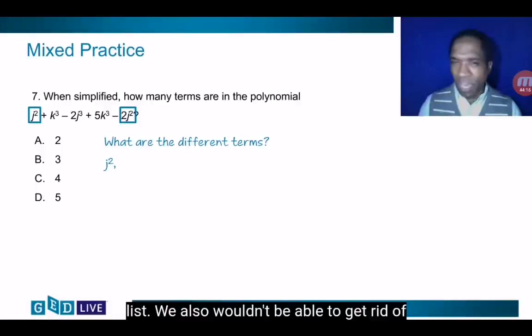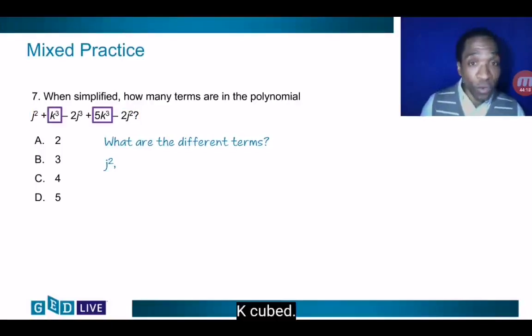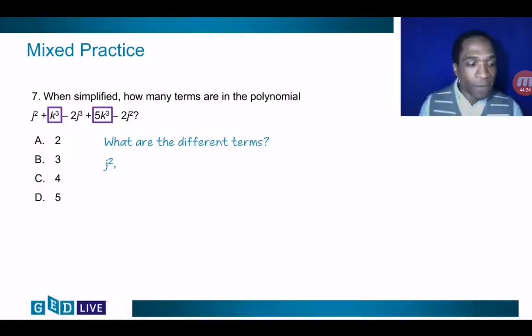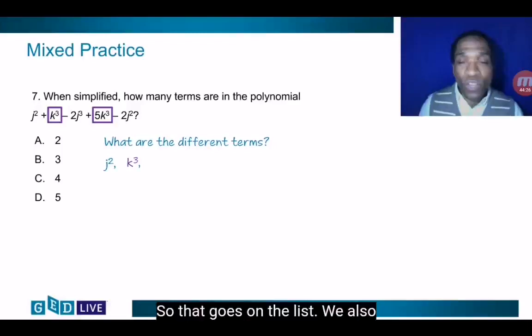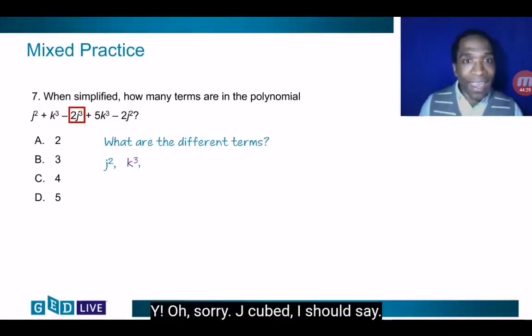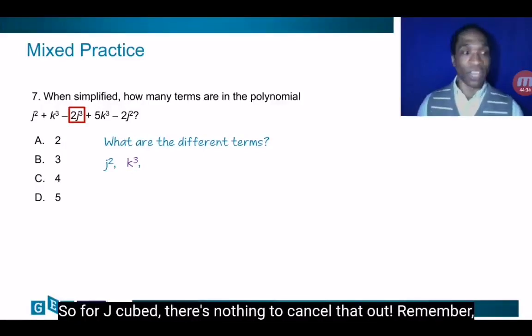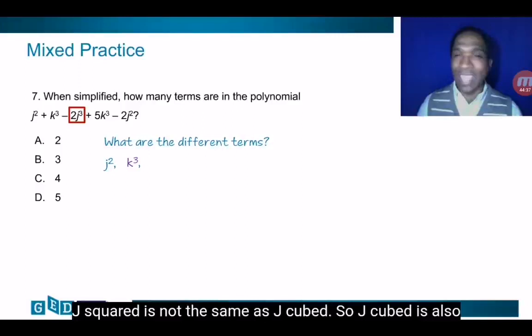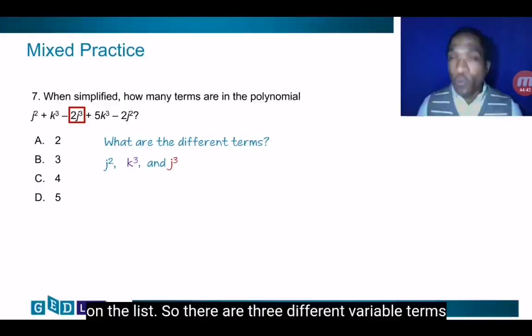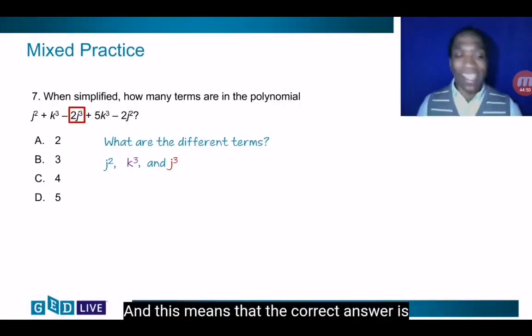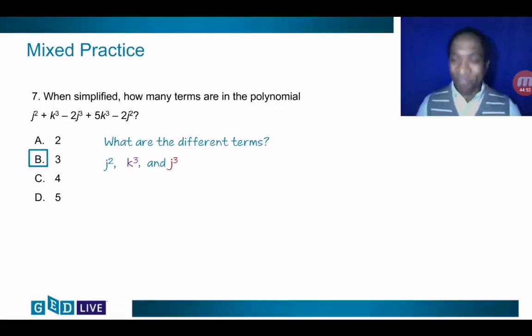We also wouldn't be able to get rid of k cubed. K cubed plus 5k cubed, that doesn't cancel out the k cubed. So that goes on the list. We also wouldn't be able to get rid of j cubed, I should say. For j cubed, there's nothing to cancel that out. Remember, j squared is not the same as j cubed. So j cubed is also on the list. So there are 3 different variable terms that you wouldn't be able to get rid of via simplification. And this means that the correct answer is B.